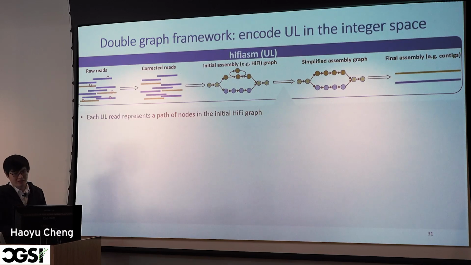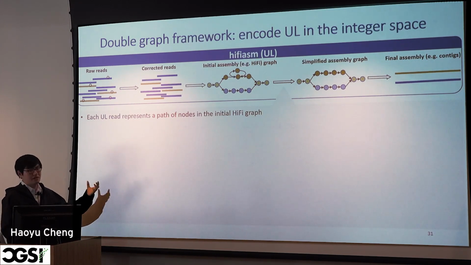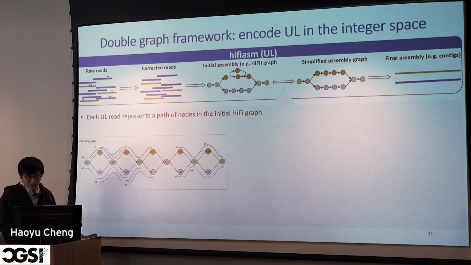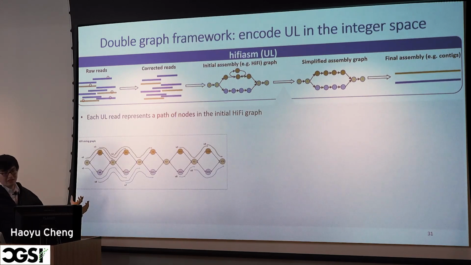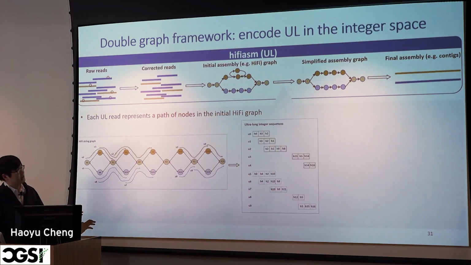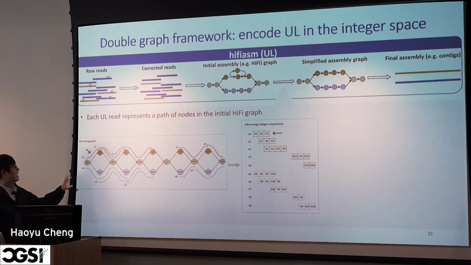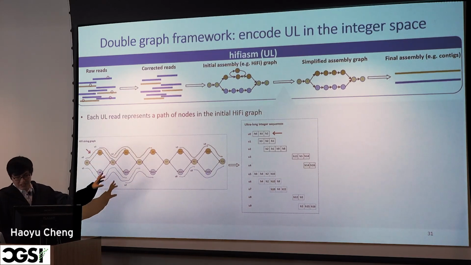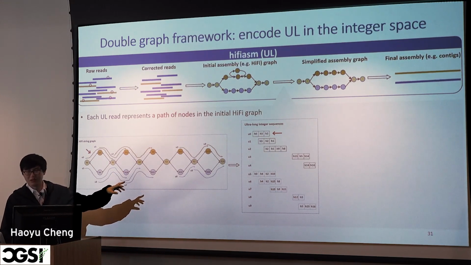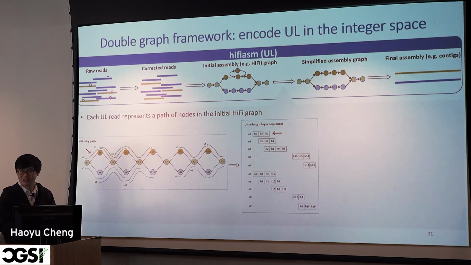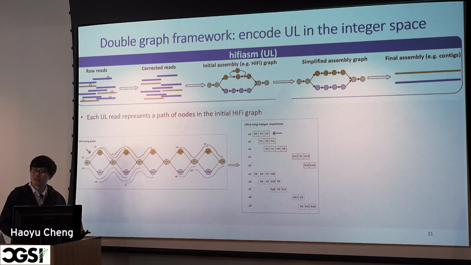So what we are doing here is to encode each of the ultra-long reads as paths of the nodes within the initial graph. Consider this graph, where each node is still a HiFi read, and we also have the ultra-long reads aligned on top of it. We convert each ultra-long read from hundreds of kilobases to just a few integers. For example, U0 is just a line through from H0 to H3 and H2, so we convert it into an integer sequence of just 3 integers: H0, H3, and H2.